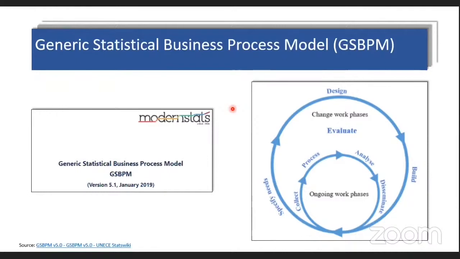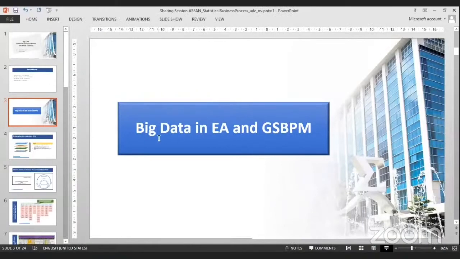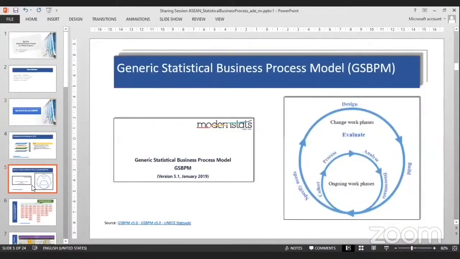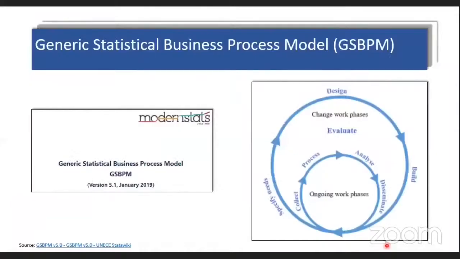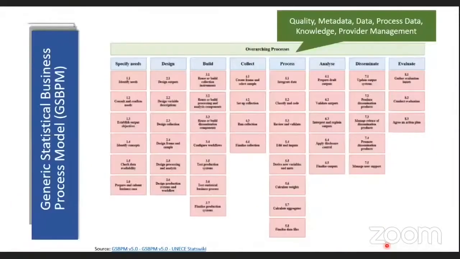We should know GSBPM should be applied and interpreted flexibly. It's not a rigid framework in which all steps must be followed in a strict order. Instead, it identifies the possible steps in the statistical business process and the interdependencies between them.